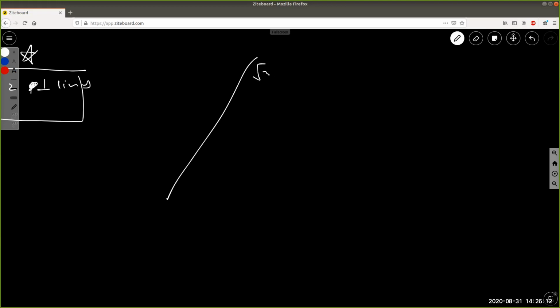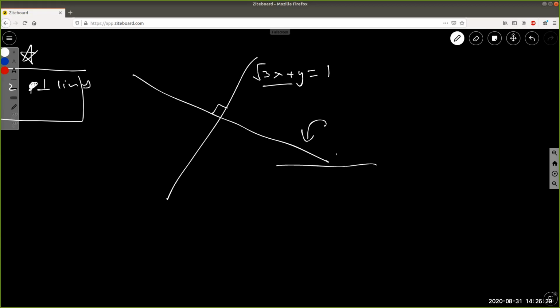Okay, so he is saying there is a line root 3x plus y is equal to 1. He's asking to find the angle with the straight line perpendicular to the straight line. So there is some straight line which is perpendicular to this. He's asking what angle is this making with the positive x-axis? This axis, how much is this angle? Basically, he's asking the slope of this. Now continue. How will you do this?